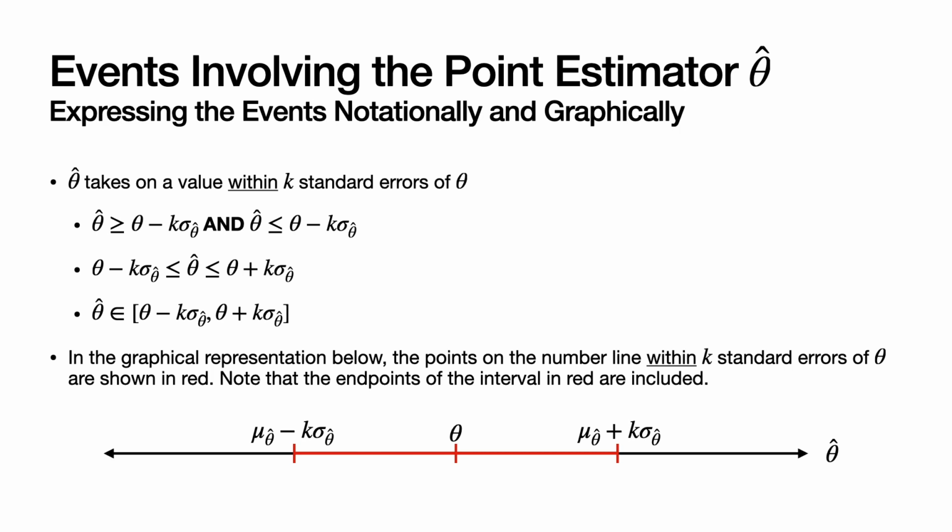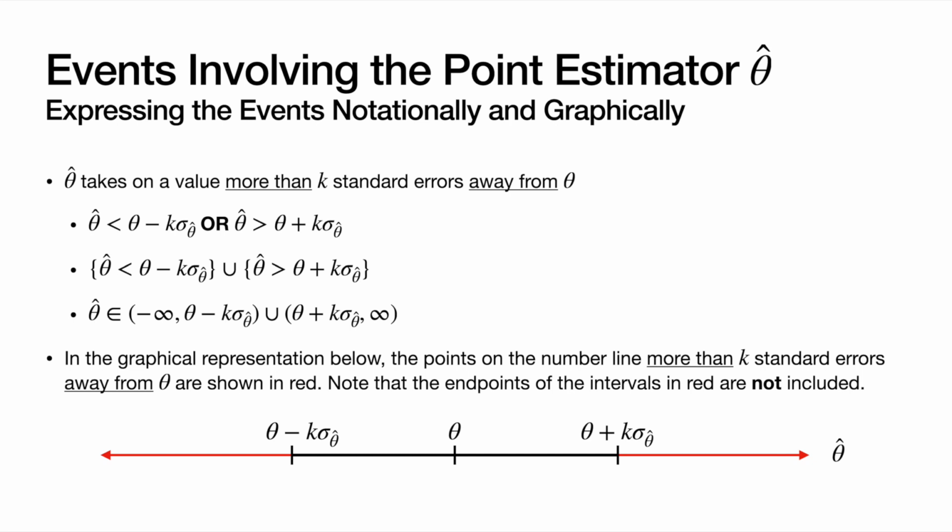Now in the graphical representation below, the points on the number line that are within k standard errors of theta are shown in red. Note that the endpoints of the interval in red are, in fact, included.